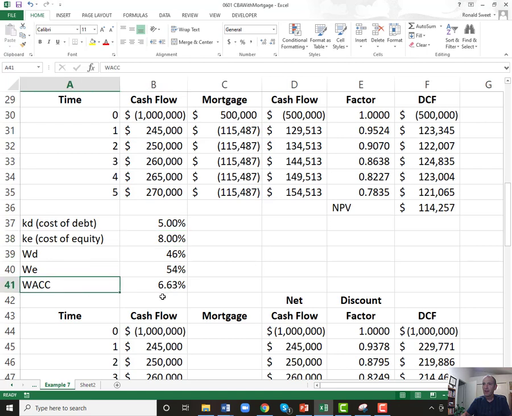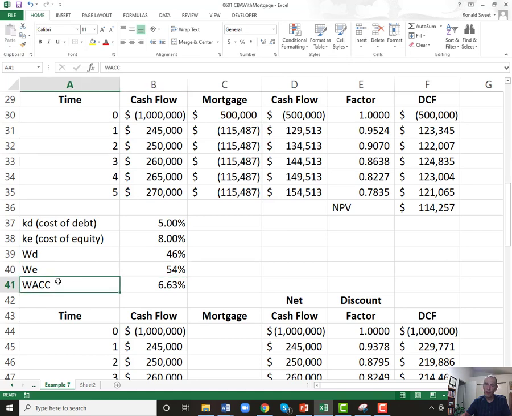All right, and you can kind of ignore these numbers, but on average, about 46% of our money is going to be mortgage, and about 54% is going to be our money. Now, why isn't it 50-50? $500,000 of the mortgage, $500,000 of ours. Well, because we're paying off the debt over time. So on average, our debt's going to be about 46% and our equity about 54%.